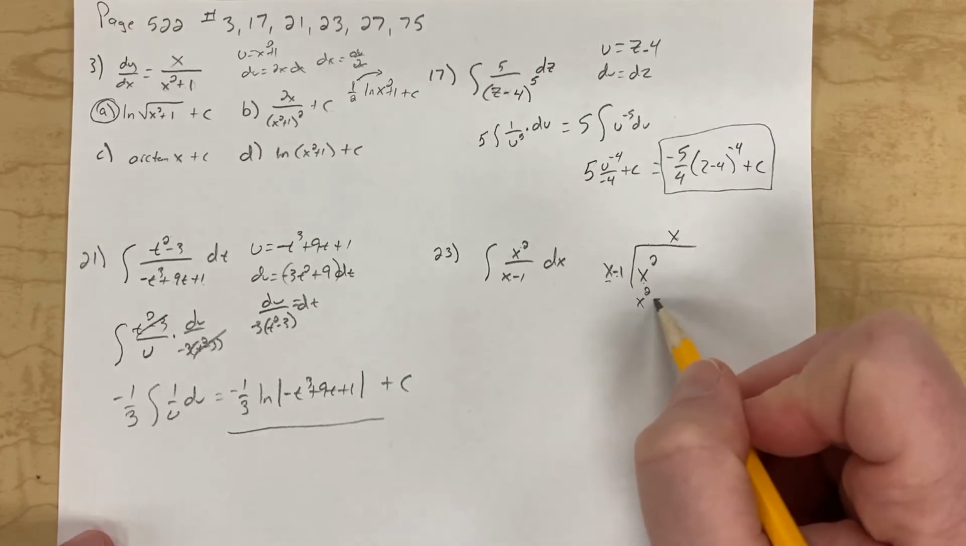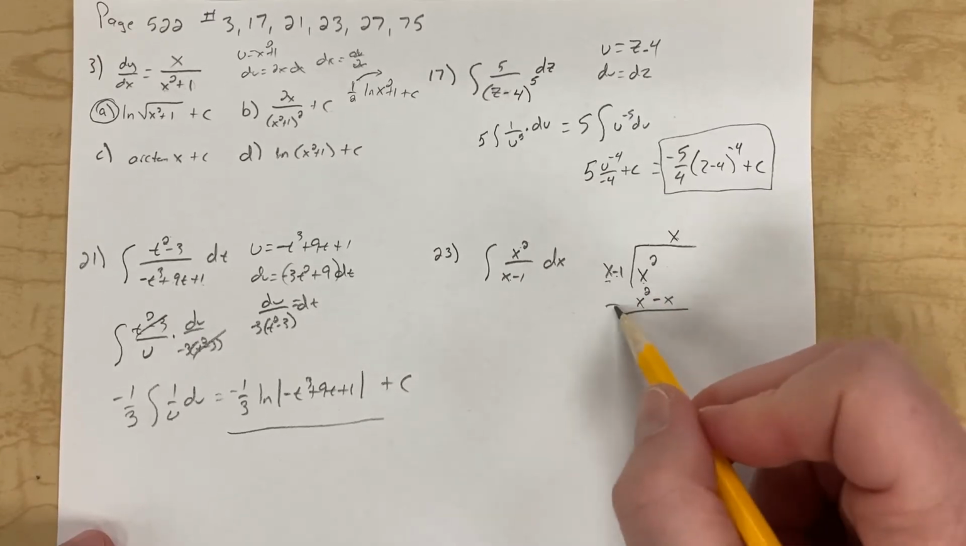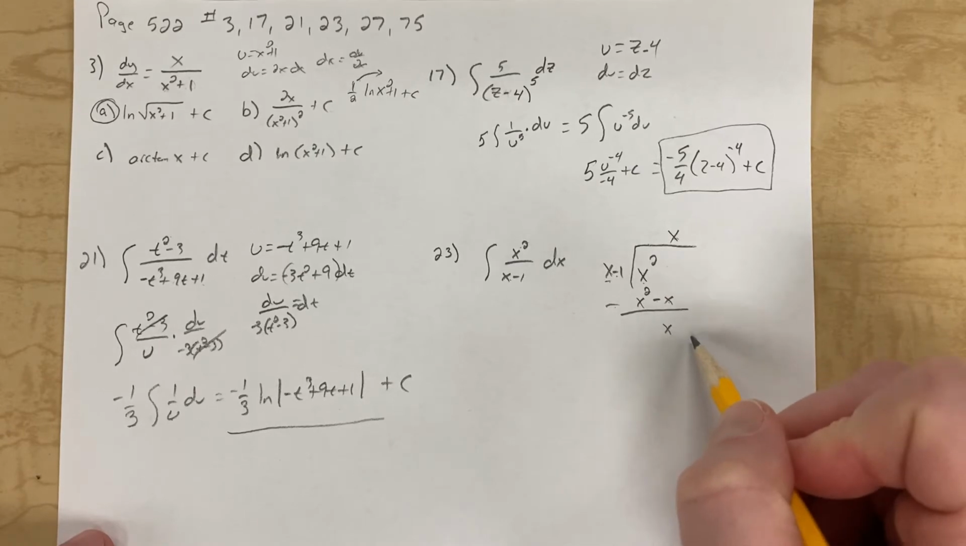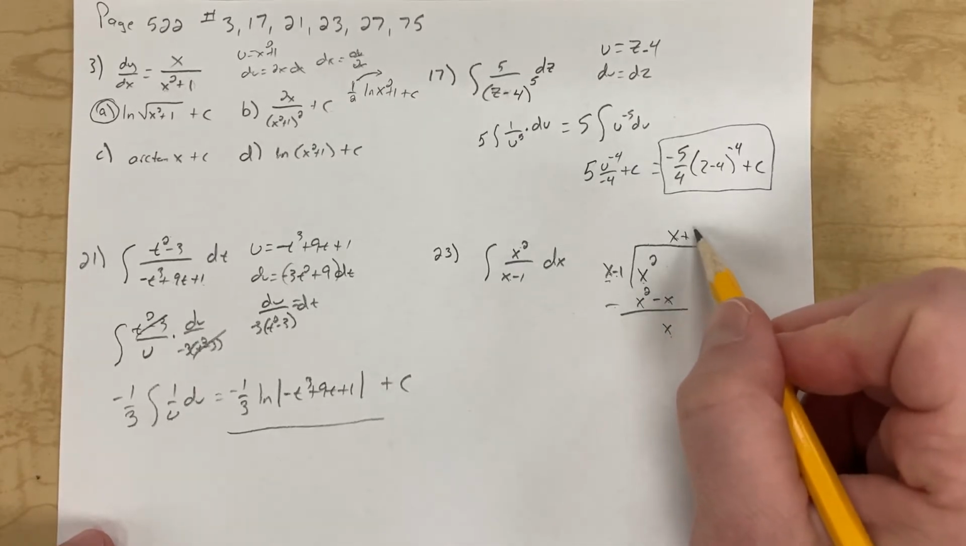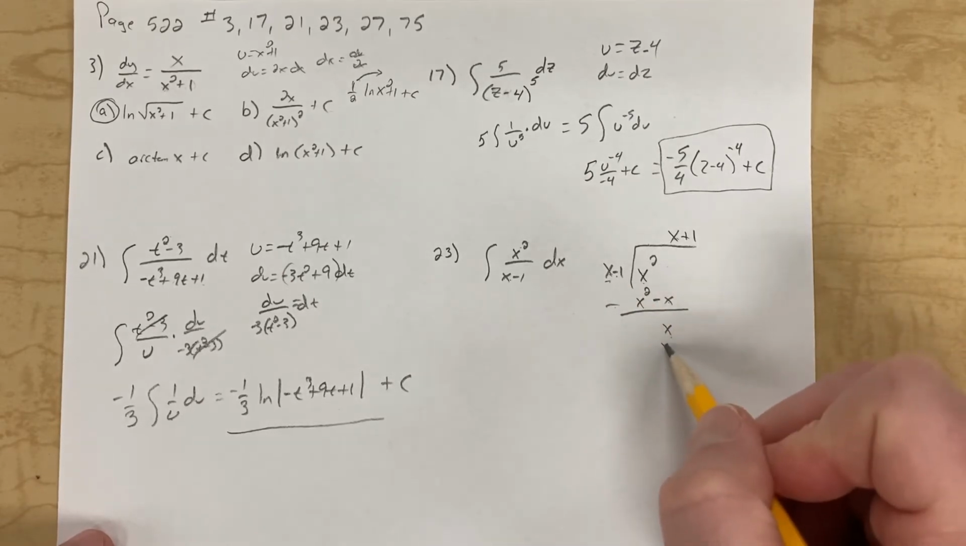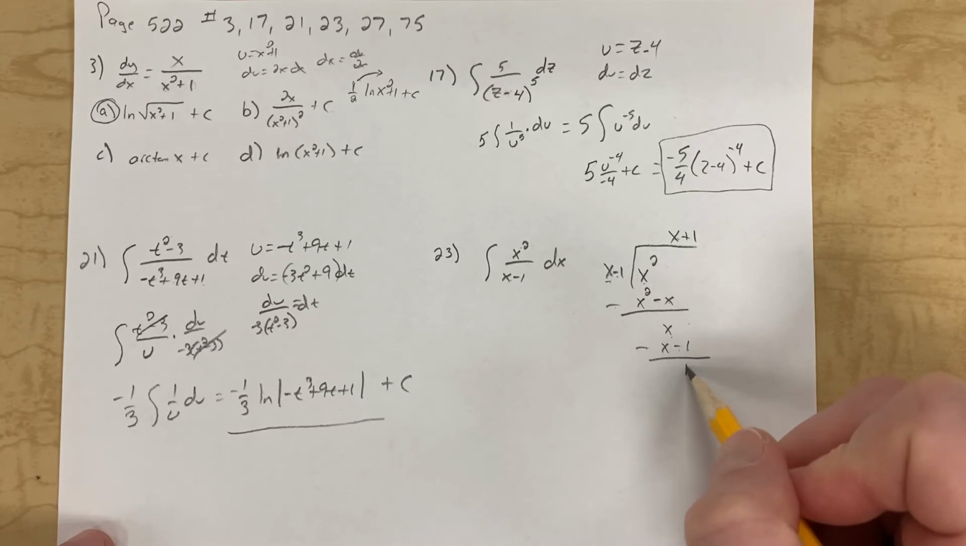X times negative 1 is negative x. Subtract, those cancel. 0 minus negative x is a positive x. Okay? So what do I have to multiply x by to make it equal x? Just 1. Multiply, I get x minus 1. Subtract, nothing minus negative 1 is a positive 1.